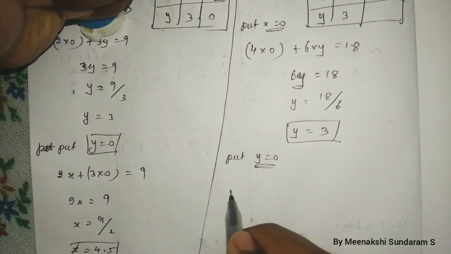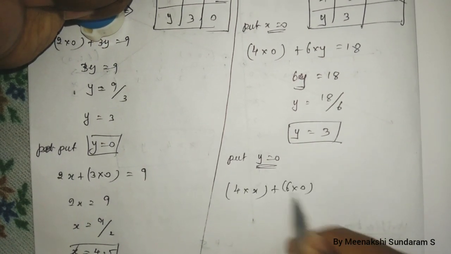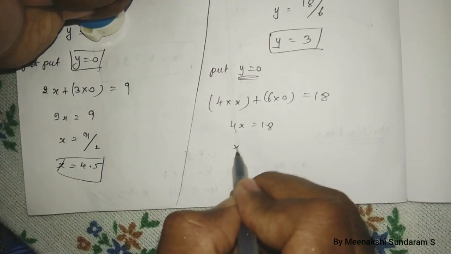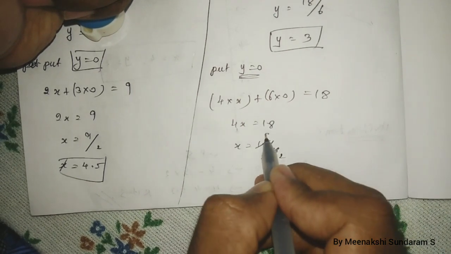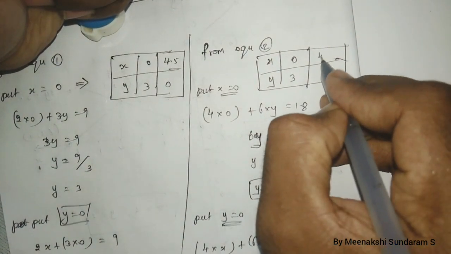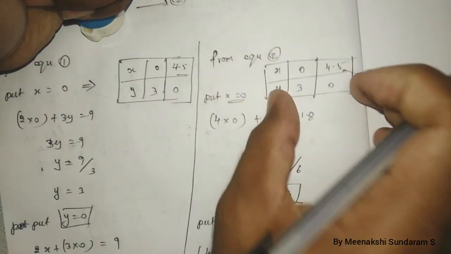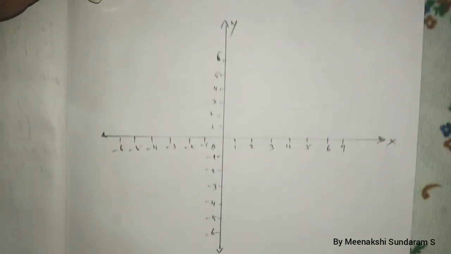So what is the equation? 4 into x plus 6 into 0 is equal to 18. So 4x equal to 18. x is equal to 18 by 4. You can cancel by 2: 9 over 2. So x is equal to 4.5. So I can mention 4.5, 0 here. Clear? Any doubt? Now we can plot these points in a graph.